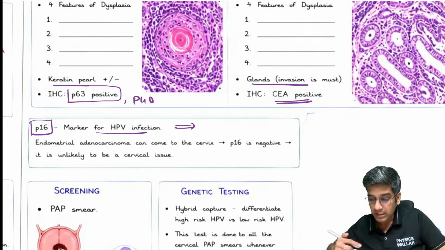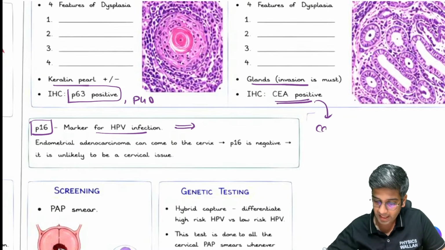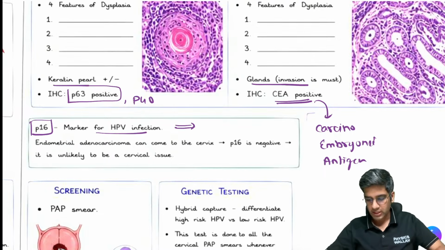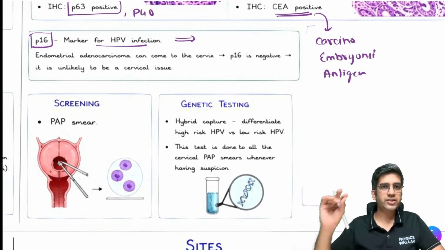Fine. CEA is carcinoembryonic antigen. That is a mucin marker. Remember like that. It's a carcinoembryonic antigen. It's a mucin marker. Fine. Perfect.